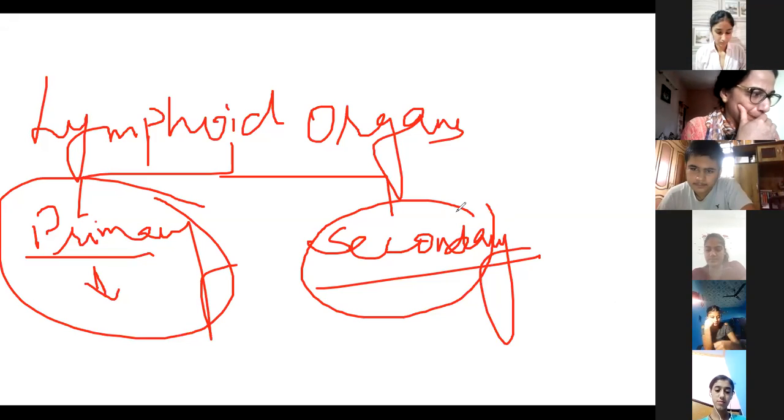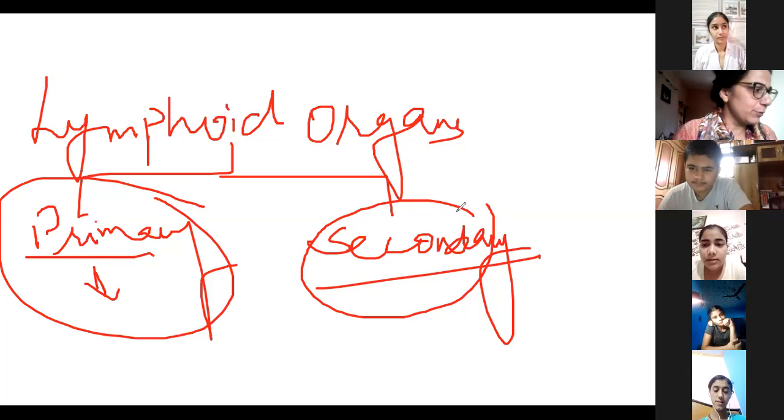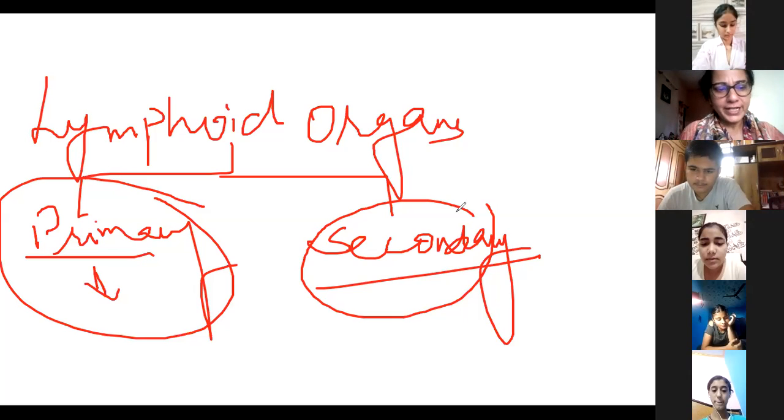Early stage, childhood, at the time of birth. Okay. As we grow and move to puberty, what happens to the size of the thymus? It reduces. Right. Bone marrow and thymus provide the microenvironment for the development of T lymphocytes.